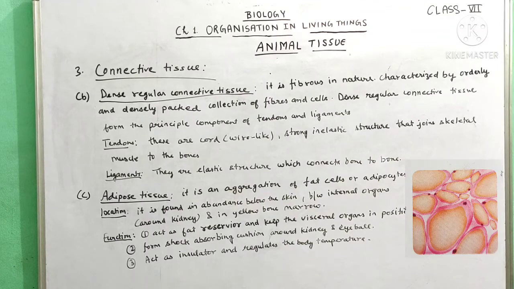Okay, the third subcategory is the adipose tissue. Adipose tissue is nothing but an aggregation of fat cells or adipocytes. In these cells the fat is stored. Okay, the location where it is found: the adipose tissue is found in abundance below the skin, between internal organs, that is around the kidney, and in the yellow bone marrow.